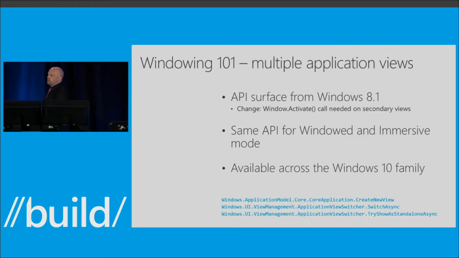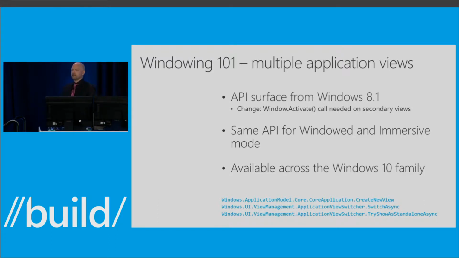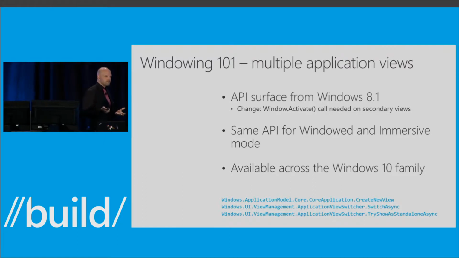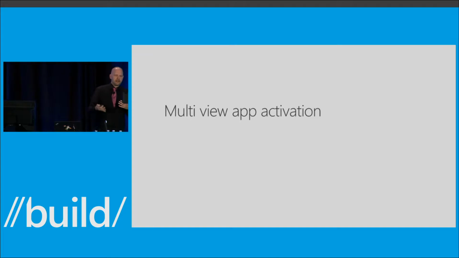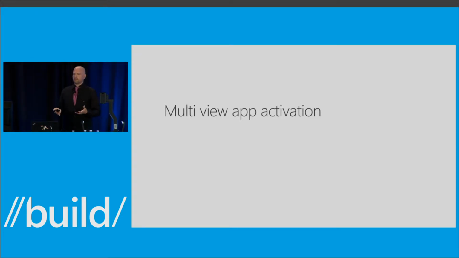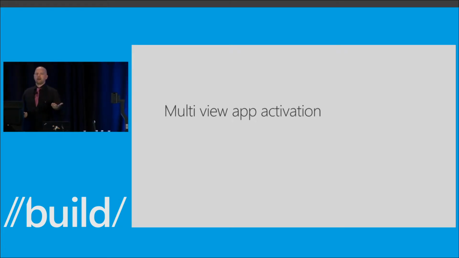But talking about multiple views, there is also another scenario that this unlocks. And it is about activating views on launch. So when the user taps on a file, you can open a new view to show that file instead of reusing the same instance over and over, like a photos viewer, for instance. And you might say, well, that was available in 8.1 as well. And yes, it was.